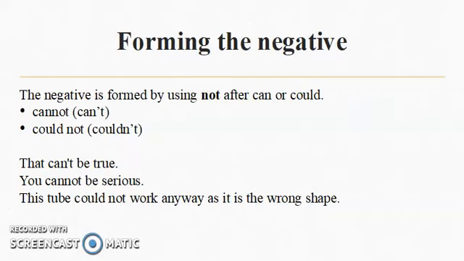The negative is formed using not after can or could. For example, cannot, which can be shortened to can't, and could not, which can be shortened to couldn't. And here are some examples. That can't be true. You cannot be serious. This tube could not work anyway, as it is the wrong shape.